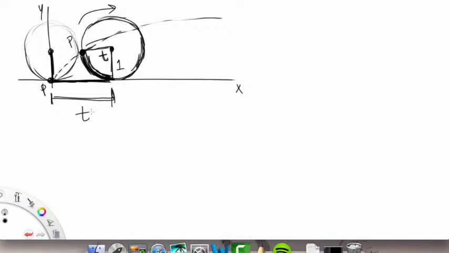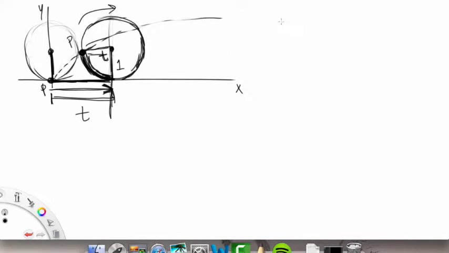Now, so let's say it moved this far. I'm going to draw a little arrow. So it traversed t distance in the x direction, but now our point P is not there. It's not in line with t. It's actually back a little bit. But how do we find how much it went back?